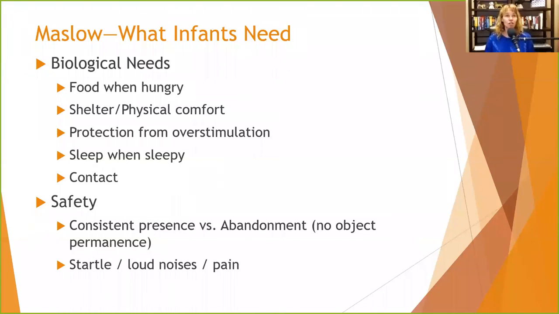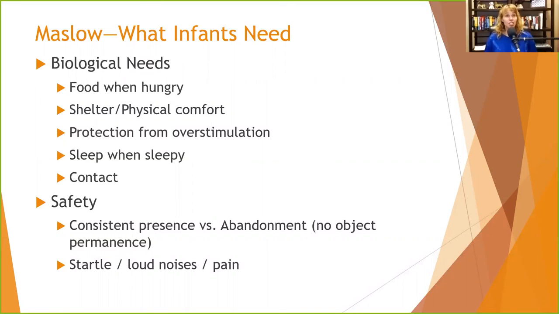Shelter and physical comfort. If a child is too hot, especially an infant, they can't take off their coat. They can't put on a coat. They can't do something, so they start to cry. So it's up to us, the adult, to interpret their cues. And we're going to talk in a few minutes about how to do that.